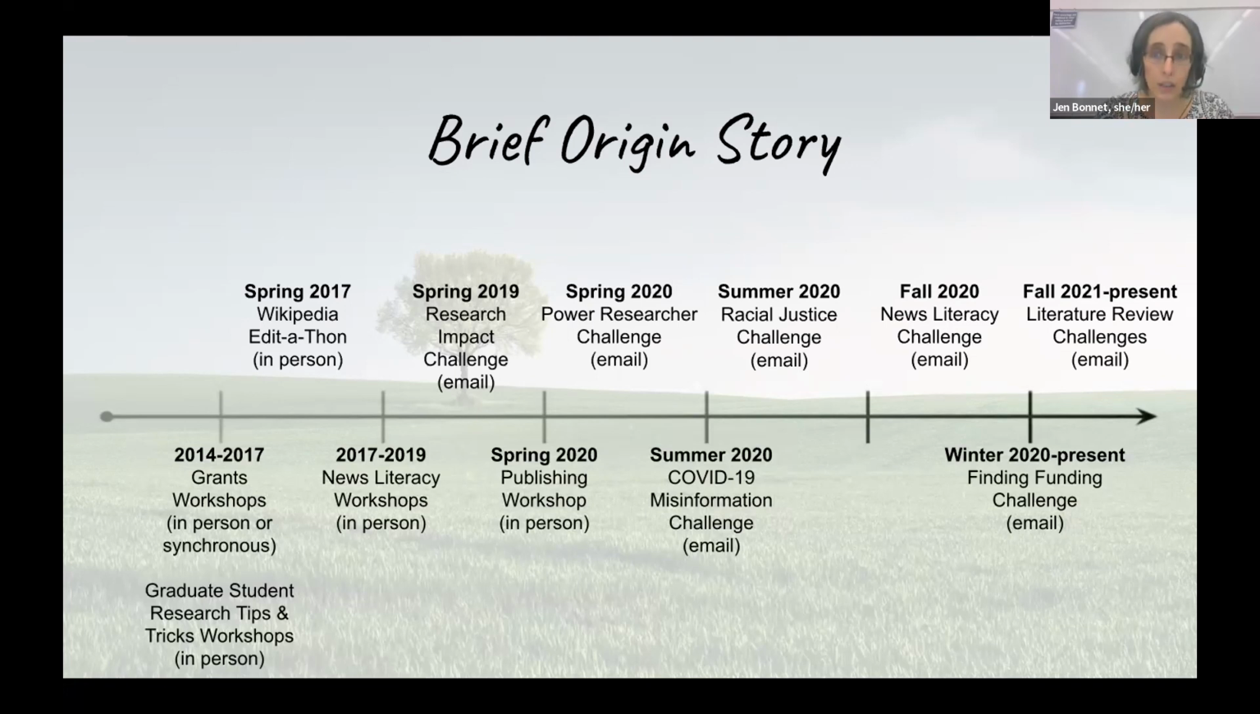We turned our news literacy workshops and grants trainings into challenges, and just recently created separate literature review challenges for grad students and undergrads, as well as a Publish and Thrive challenge to help early career scholars become familiar with and confident in the dynamic landscape of academic work and academic publishing. So these were personal and professional development opportunities that arose from topics we wanted to learn more about, or that our campus was telling us they wanted to learn more about.